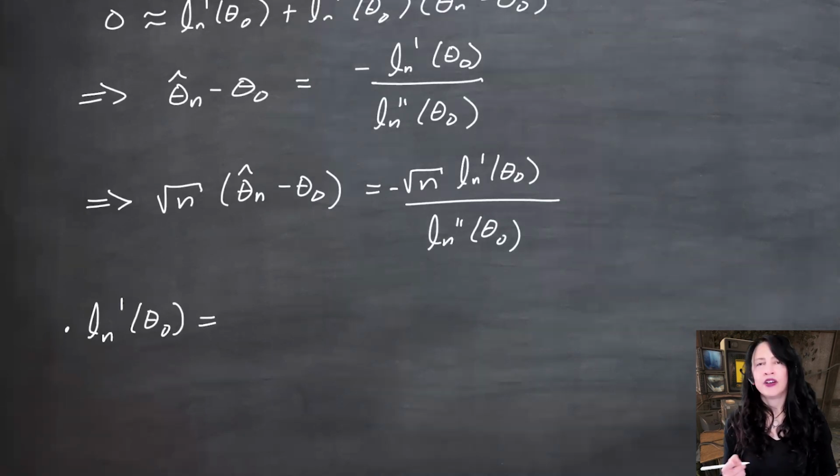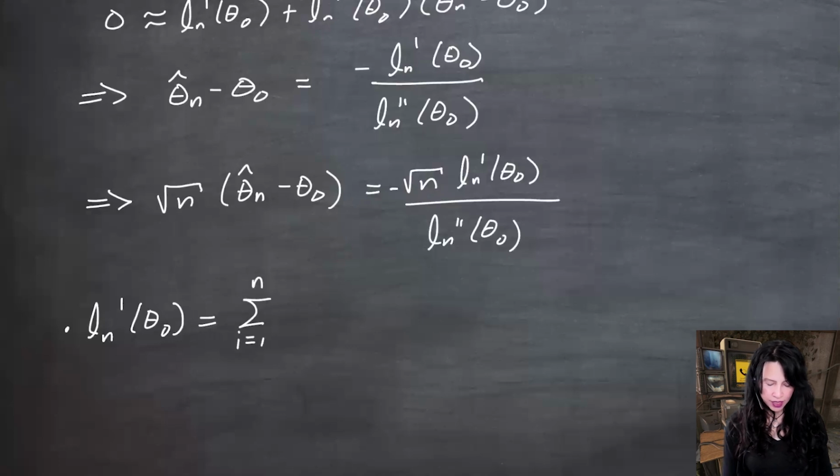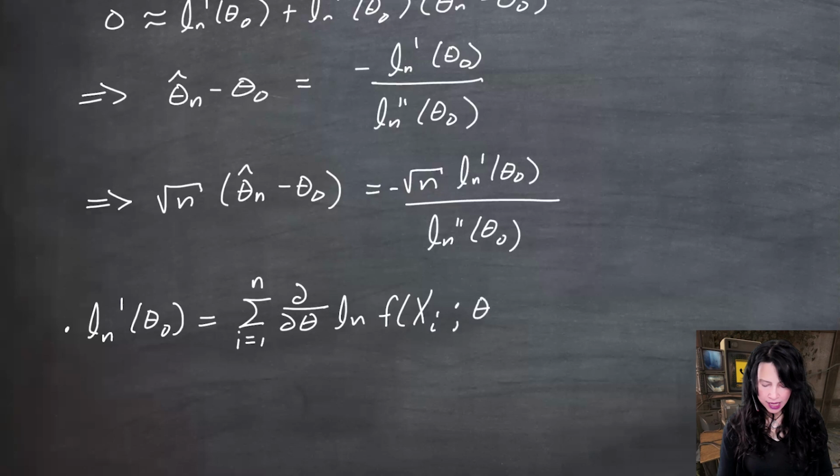This is the derivative of the log likelihood evaluated at theta naught. So specifically, because our random variables were IID, our joint PDF was a product of individual PDFs. We're going to take that product of individual PDFs to be the likelihood. When we take the log of that product, we'll get a sum of logs. And so this is the sum as i goes from 1 to n of the derivative with respect to theta of the log of f of xi and theta naught.